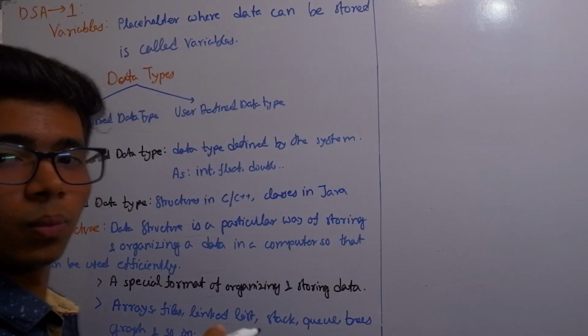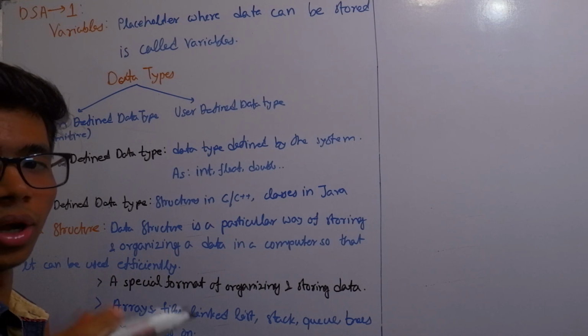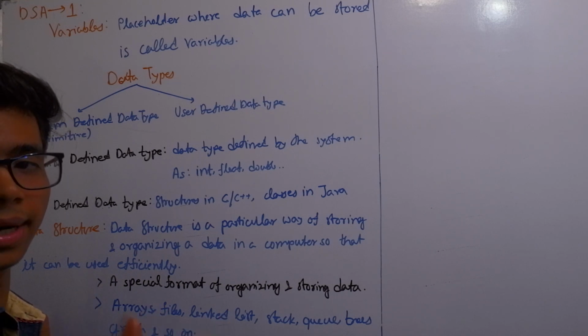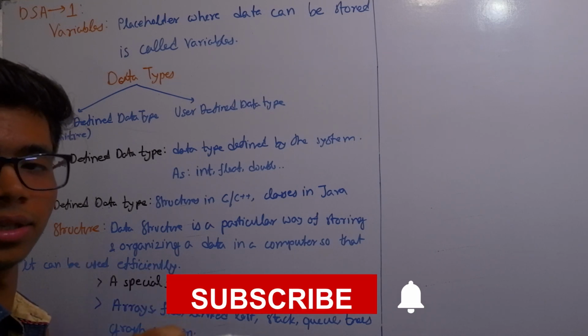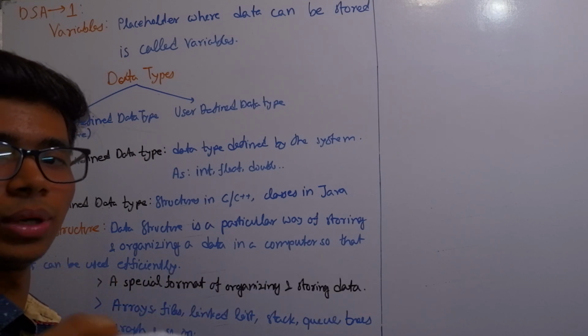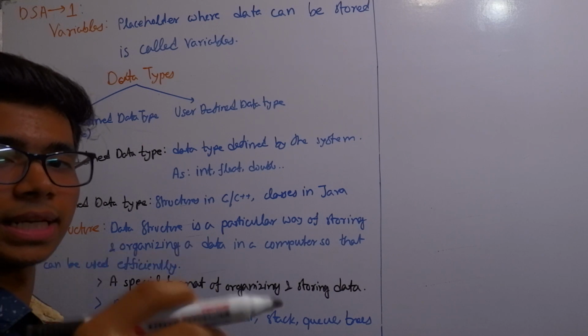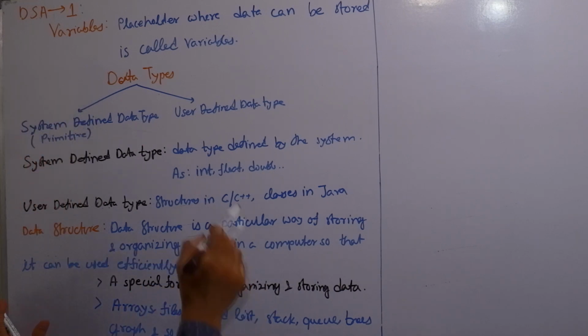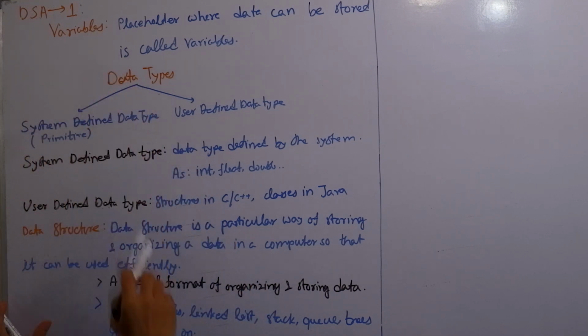Before we go through what a data structure is, we need to know a few terms: what variables are, what a data structure is, and what the types of data structures are. So in this video we will discuss all the brief things about data structures that you need to know before moving on. So let's start. First we need to know what variables are.